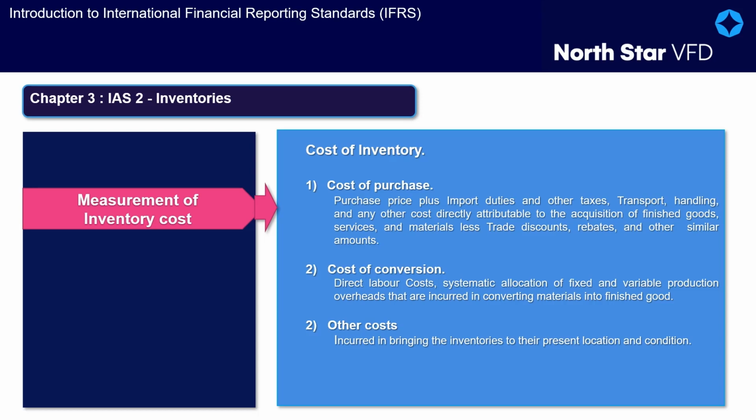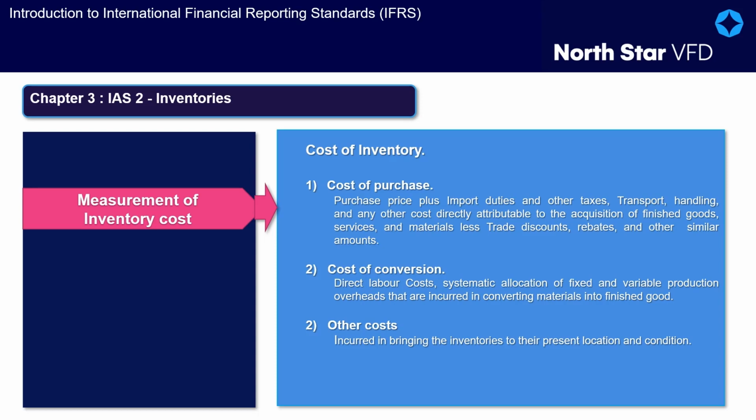Variable production overheads are allocated to each unit of production on the basis of the actual use of the production facilities. When joint products are produced, or when there is a main product and a byproduct, and the costs of conversion of each product are not separately identifiable, they are allocated between the products on a rational and consistent basis. The allocation may be based, for example, on the relative sales value of each product, either at the stage in the production process when the products become separately identifiable, or at the completion of production.